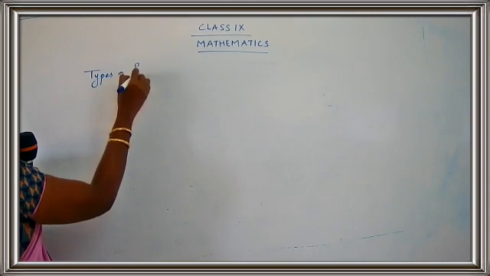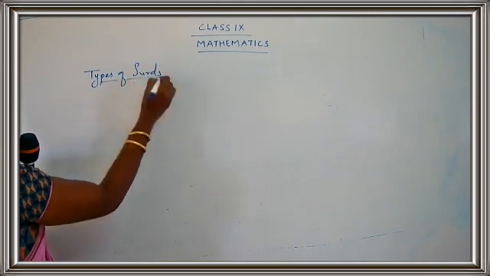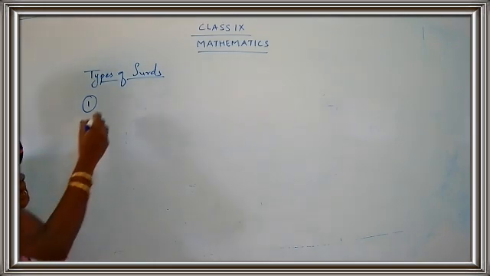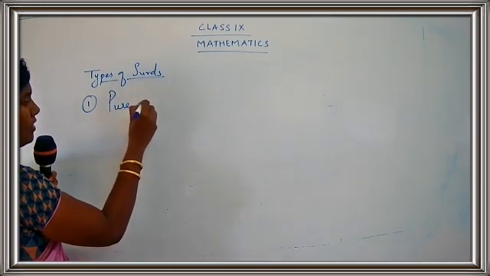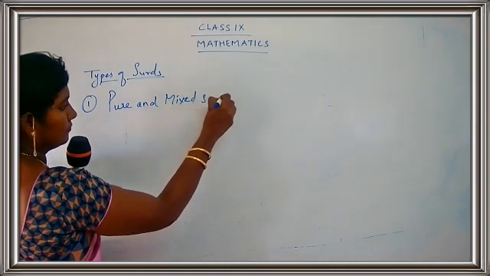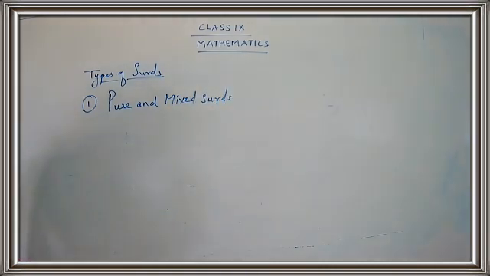Types of surds. The first one is pure and mixed surds. Now, what is the meaning of pure and mixed surds? Let us read the definition. You know where it is. Just come to page number 62. Let's take down the definition for it.